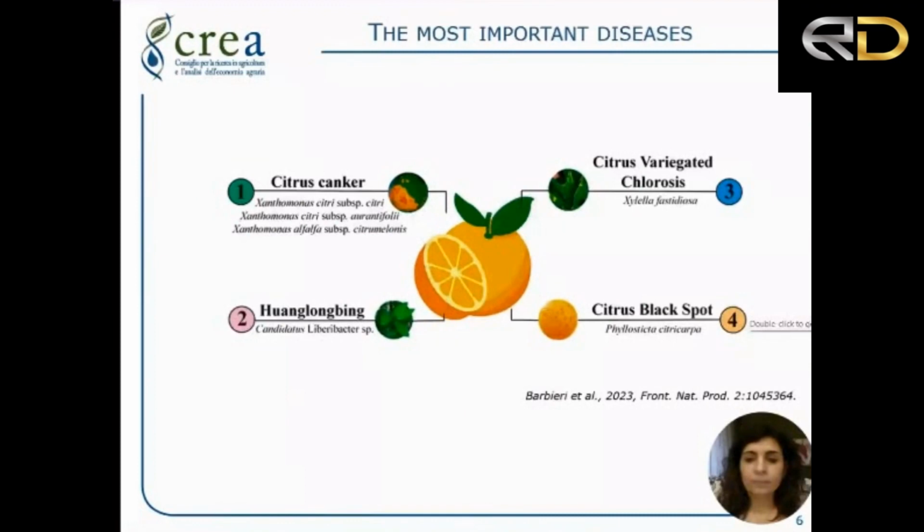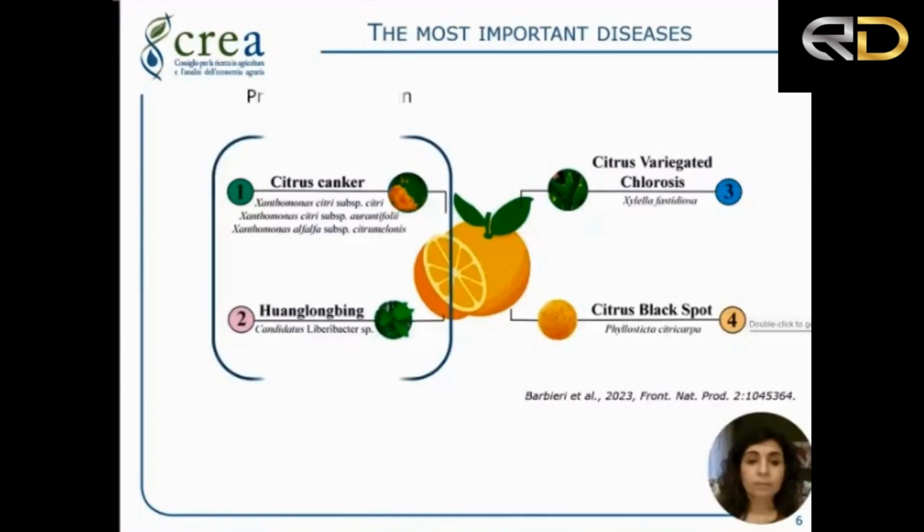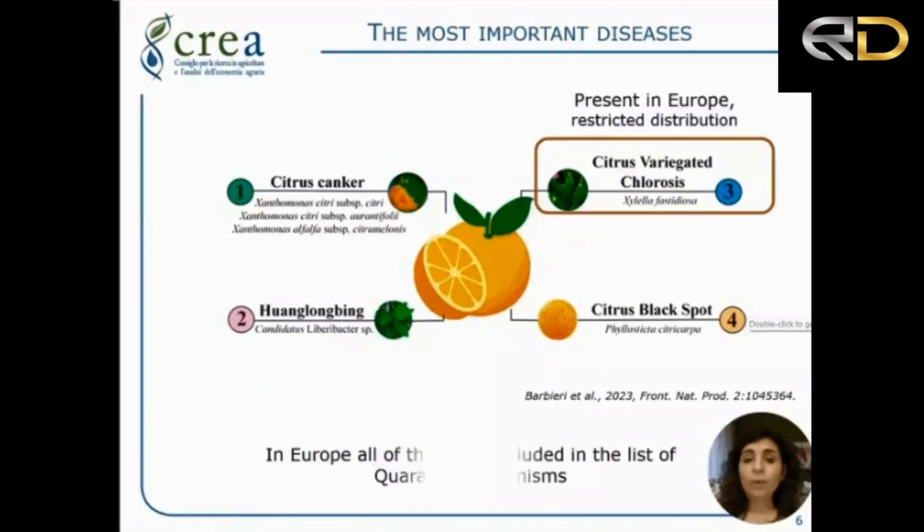At a global level, the most important diseases for the citrus industry of Brazil, USA, and China are citrus canker, citrus variegated chlorosis, huanglongbing, and citrus black spot. They have been associated with annual losses of tons of fruits and orange trees, impacting the global economy for decades. In Pakistan, we have citrus canker and huanglongbing. They are still present and they are causing different damages. But in Europe, all these diseases are considered quarantine organisms, and only citrus variegated chlorosis is present, although in restricted areas.